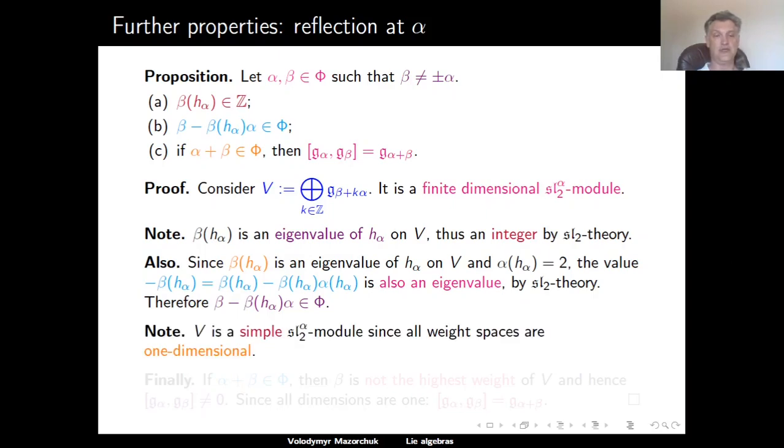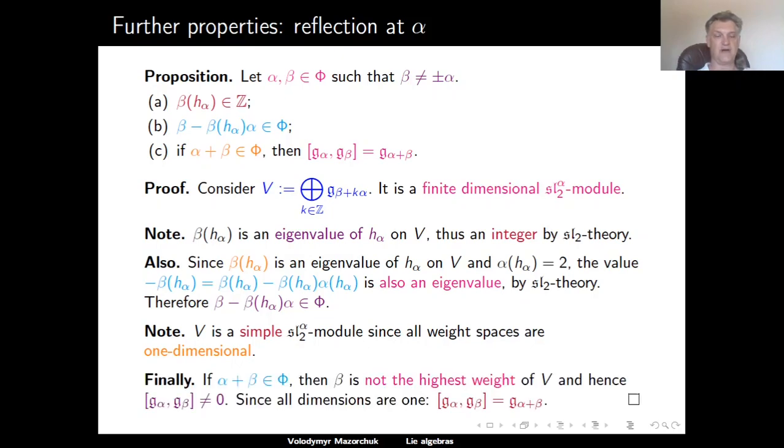We can also deduce that V is a simple SL2 module since all weight spaces of this module are one-dimensional. This is because beta is not a scalar multiple of alpha. The subspace G sub 0 is not a subspace of V, so our Cartan subalgebra is not a part of V, and all other root subspaces of V are one-dimensional.